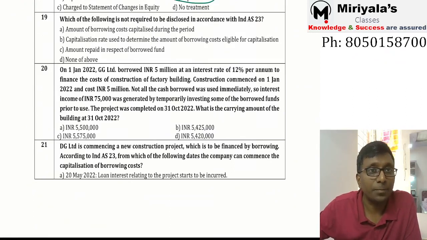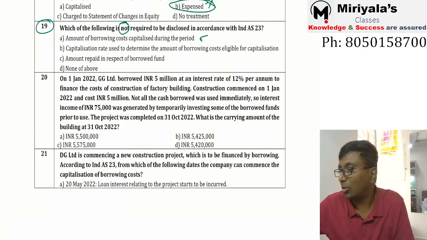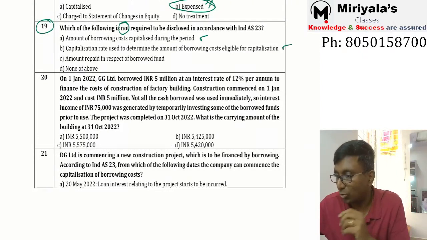Which of the following is not required to be disclosed in accordance with Ind AS 23? A disclosure related point. The amount of borrowing cost capitalized you have to give. Currently, he is asking which is not required. The capitalization rate that is determined and the amount of borrowing eligible for capitalization, yes, you have to give.